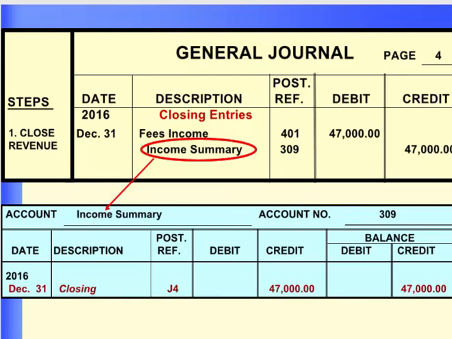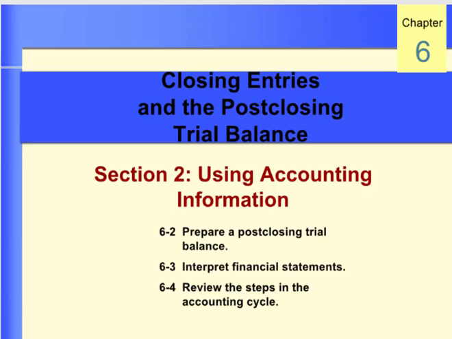After posting to the fees income account in the general ledger, we post to the income summary. The remaining 3 closing entries are posted in a similar fashion. In the second objective of this chapter, we will learn how to prepare a post-closing trial balance for a business.